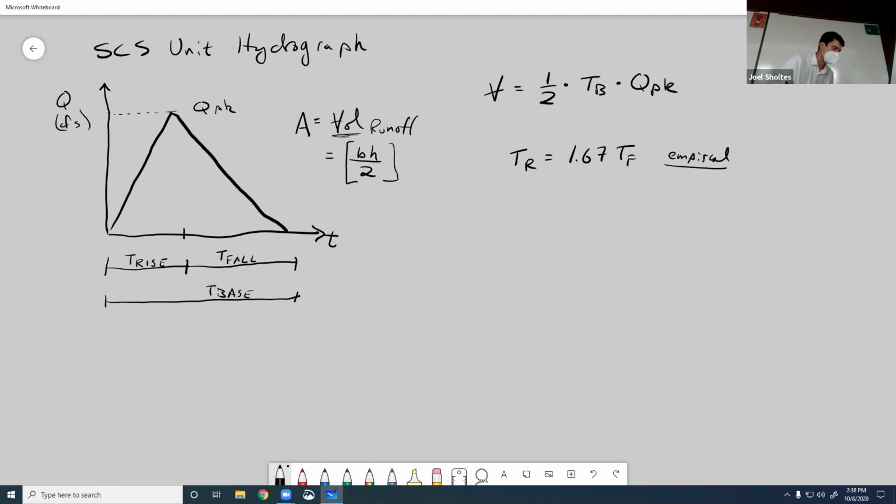Okay. Now let's actually put some numbers to this, a little bit more numbers at least. So we're going to solve for Q peak. It takes longer to fall. Yes, thank you. T fall is equal to 1.67 TR. So we have TR, and then we have 1.67 TR.